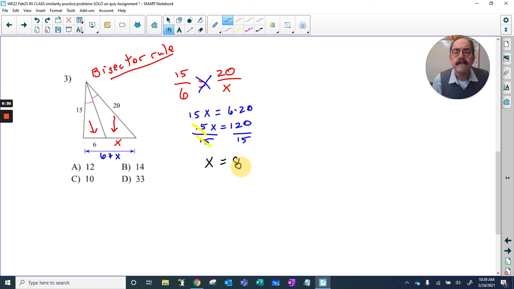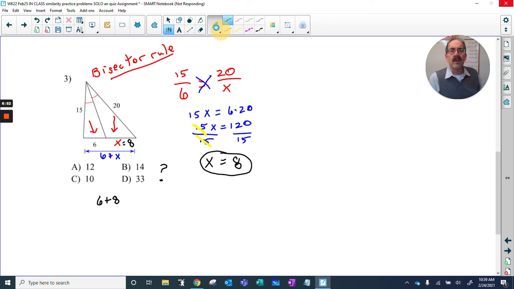Now you're like, what? None of those work. 8 goes right here. Now the answer is 6 plus the 8. Whenever you have a multiple choice problem, look at what they're asking. Sometimes they throw you a curve, like on this one. They were wanting the whole distance. So the answer is B.